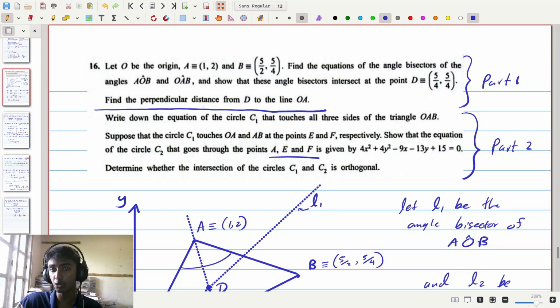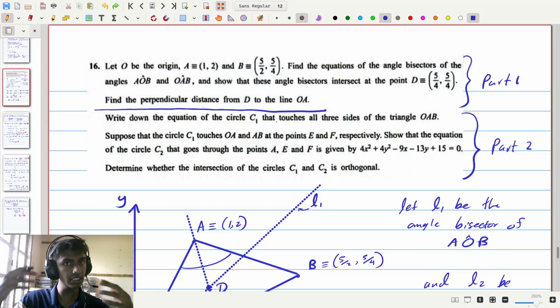One simple way that you could do this is to find the coordinates of point E and point F, and then you could do again the angle bisector method that we had for the previous question, where you find the angle bisectors of A, E, F, and maybe A, F, E angles, and then find the intersection, call that the center point of your new circle C2, and so on and so forth. But there is an easier way to do this.